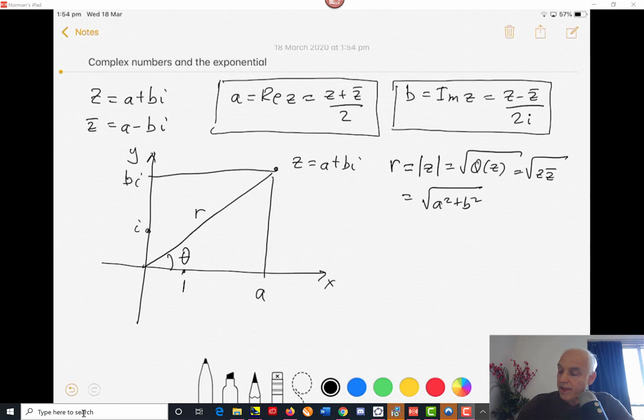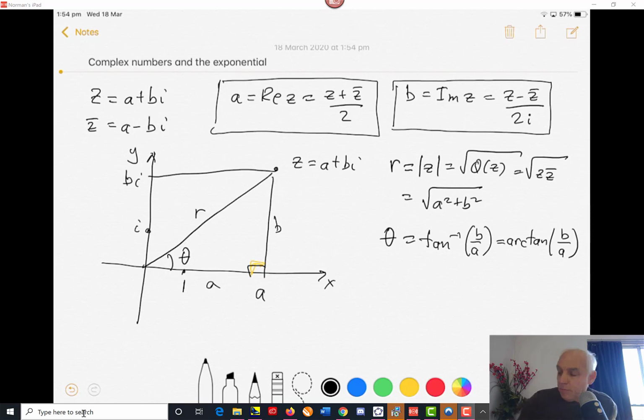Now what about the angle? Well, the angle theta is determined from this right triangle here that we have, with sides b and a. So we could write theta equals tan inverse of b over a, or if you prefer, arctan of b over a.